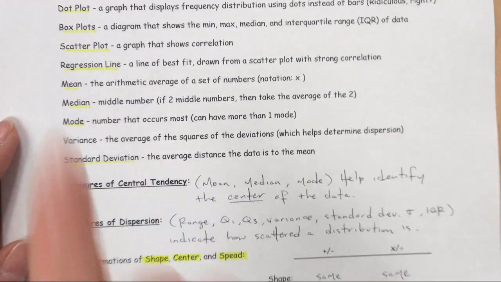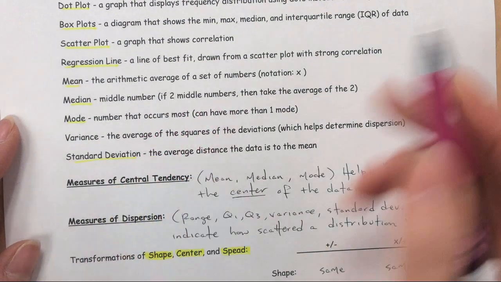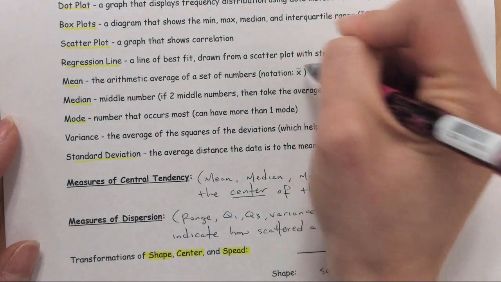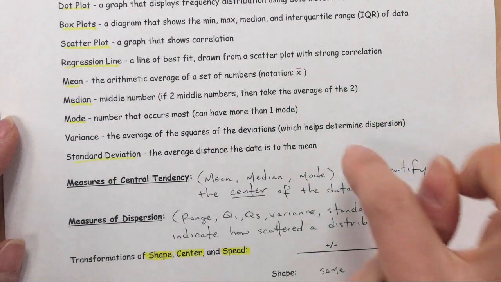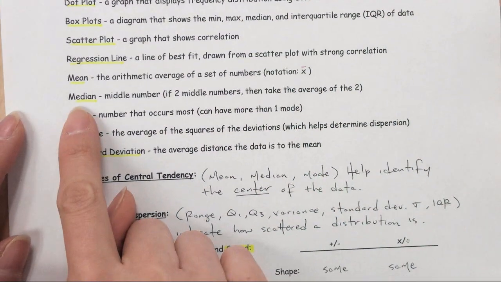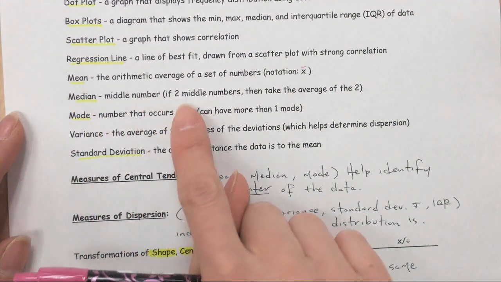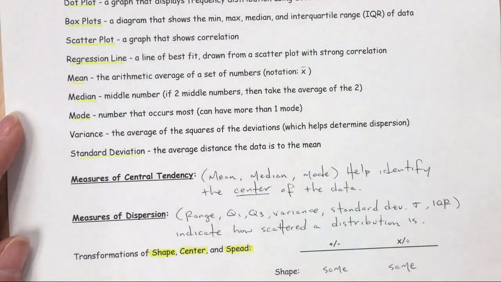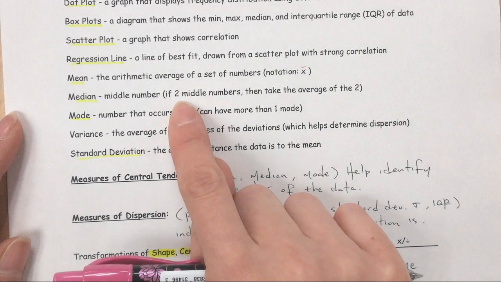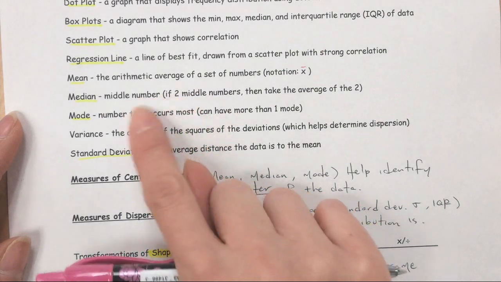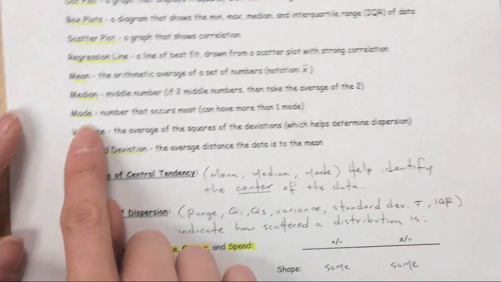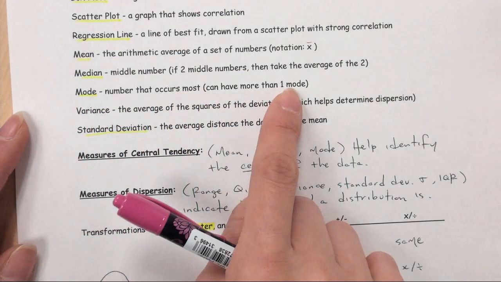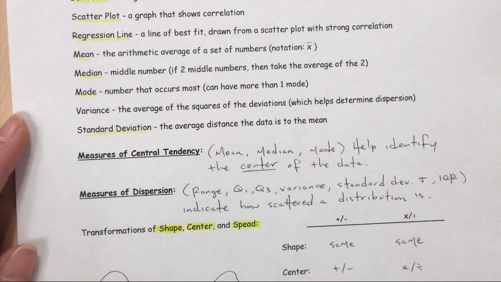Okay, a mean is an average. Its notation is X bar. I forgot to put the bar on top, but it's an X bar. A median is the middle number. If there's two numbers in the middle, then it's the average of the two. So if there's 10 numbers, 1, 2, 3, 4, 5, 6, 7, 8, 9, 10, the middle numbers would be 5 and 6, so the median would be 5.5. The mode is the number that occurs most. You can have more than one mode.